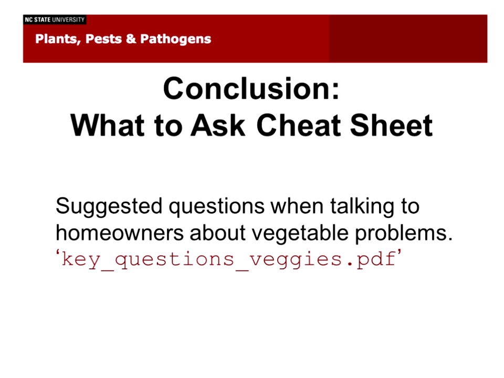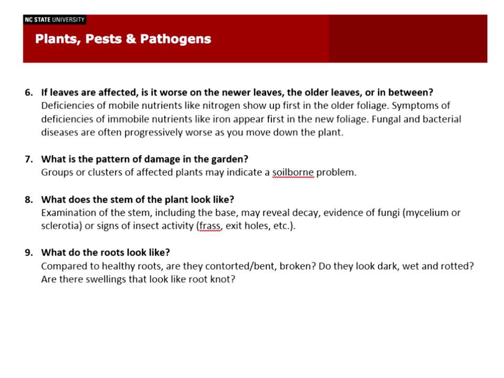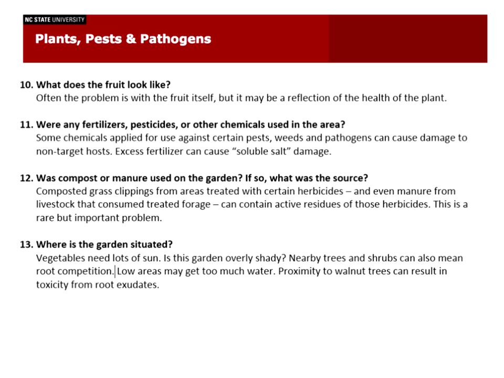We won't take time to read all of them here, but the questions that you want to ask include these. You did pick up on a lot of them in the course of our different breakout sessions, things like what percentage is affected, and are the other plants in the garden showing similar symptoms. The reasons for asking these questions are included. Again, if the leaves are affected, is it worse on the older or newer? That can be a good question if you don't have a whole plant. The pattern of damage, what does the stem look like? What do the roots look like? All these things you've already been asking. What does the fruit look like? Sometimes certain things will manifest themselves on the fruit and sometimes not, so that can be important.